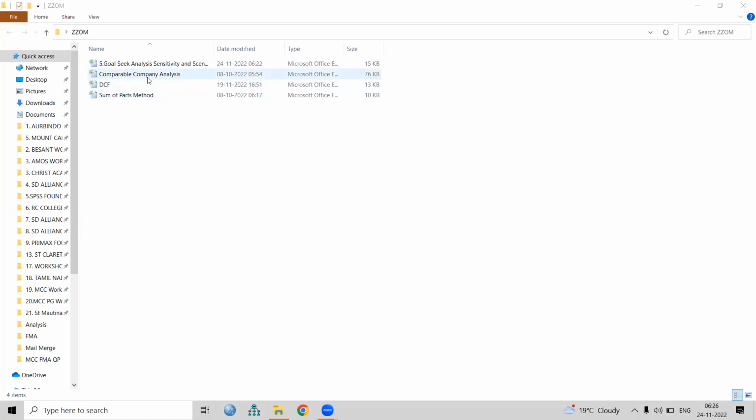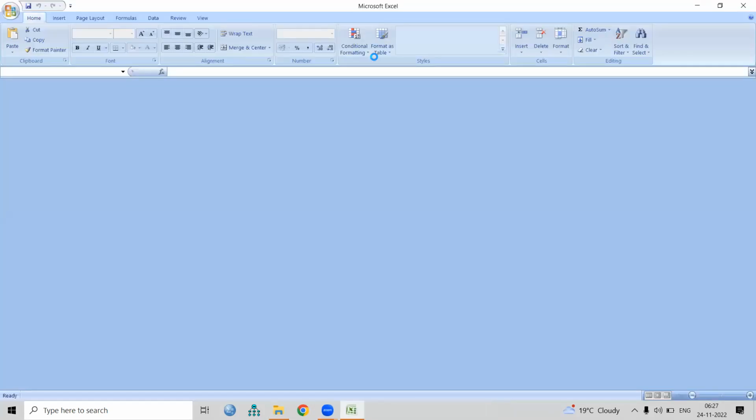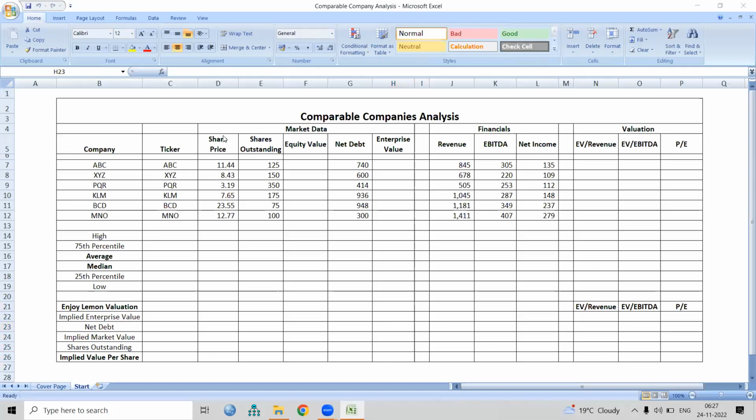The other day we discussed the three statement financial modeling. In this case, let's try to understand the other financial models. We'll start with the first case, that is comparable company analysis. So kindly open this file, comparable company analysis. Let's try to understand what this comparable company analysis is. Then we'll calculate the value of the company as per the comparable company analysis.